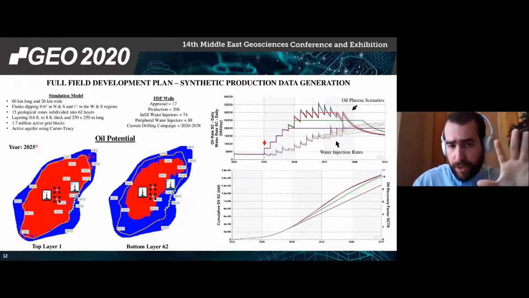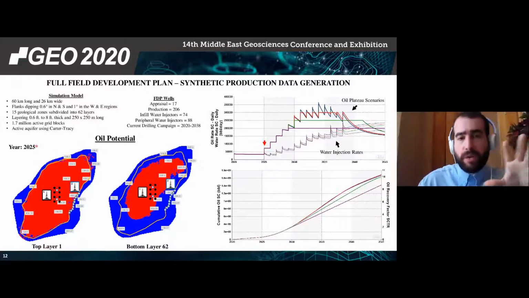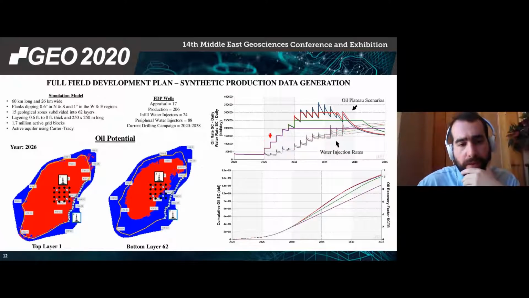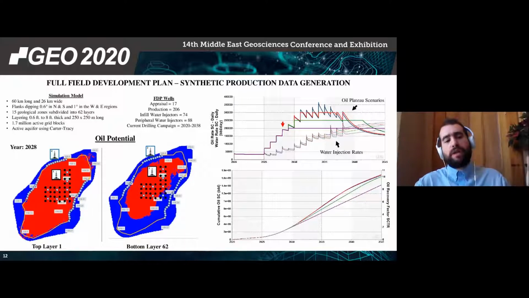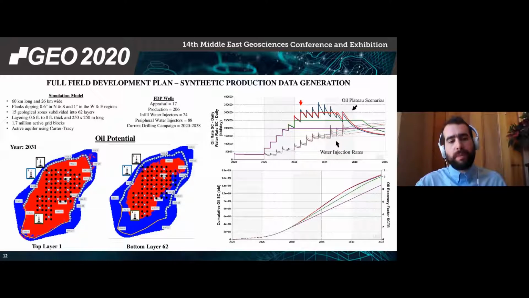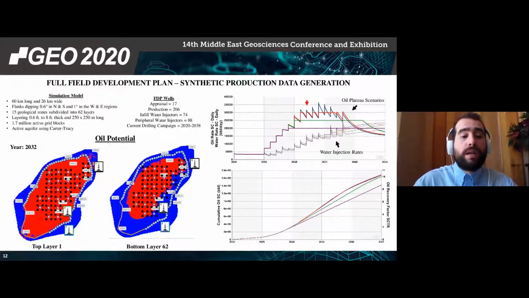But because the reservoir is so large, we have 1 rig drilling 10 wells per year. Realistically, we could assume 10 wells a year with some mobilization, and then another rig drilling peripheral water injectors all around the reservoir. And as we get through time, we're trying to drill across the best oil potential zones until in year 2030, here, we now get a 3rd rig drilling another 10 wells a year, and so forth.